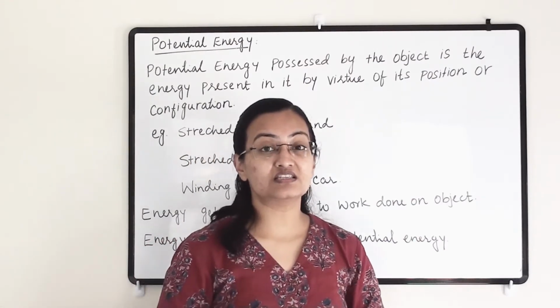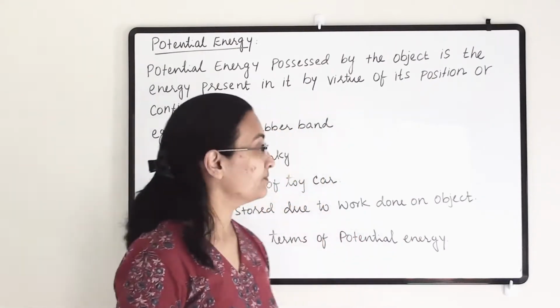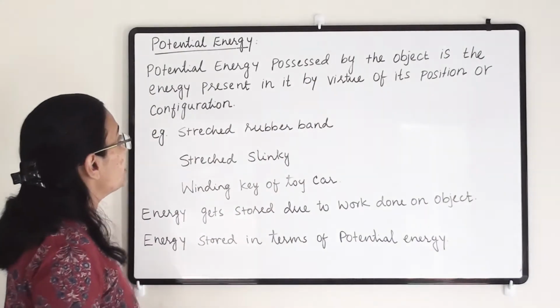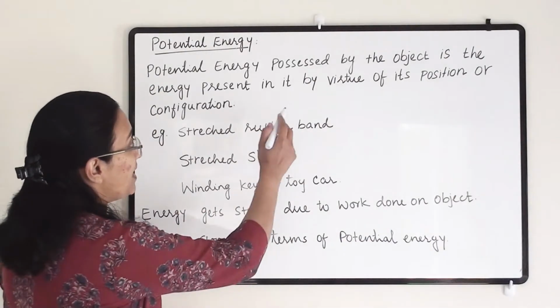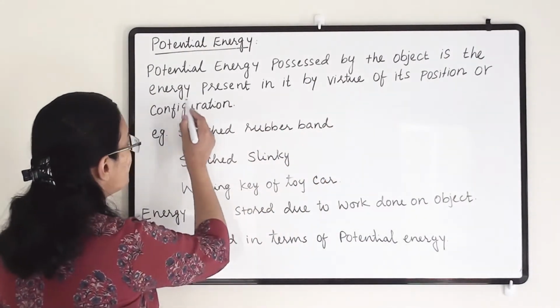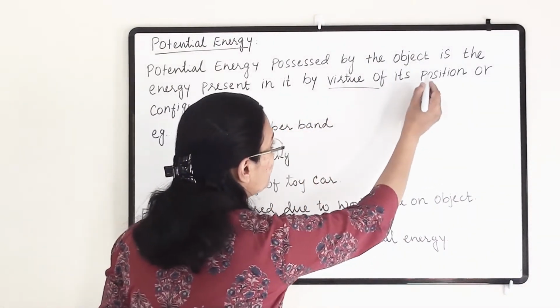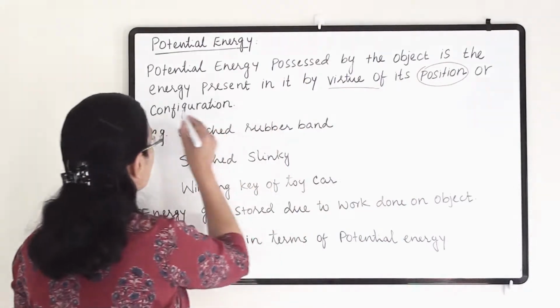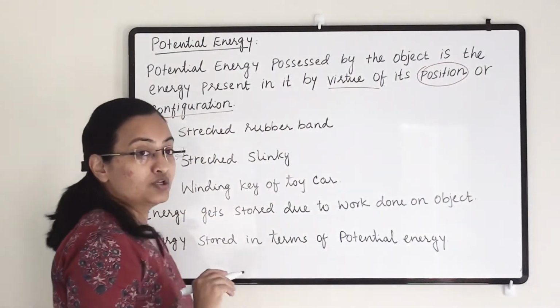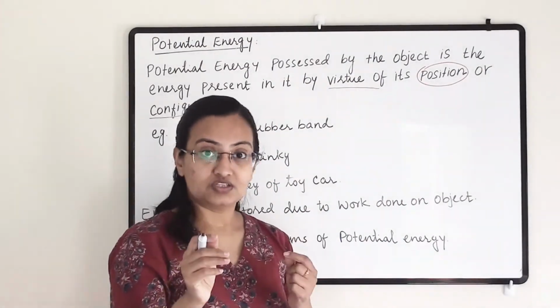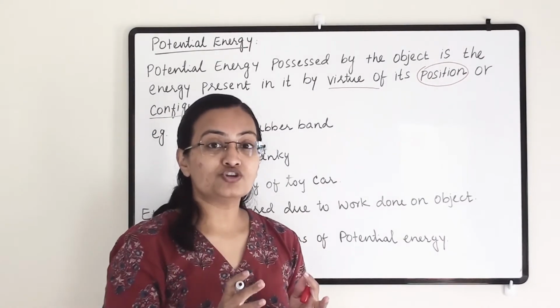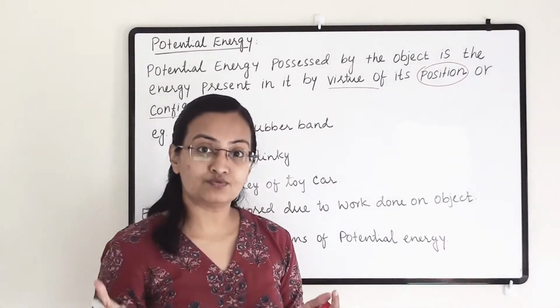Now let us understand what potential energy is. Potential energy possessed by an object is the energy present in it by virtue of its position or configuration. Position means I have stretched the rubber band, and configuration means how it has been made.